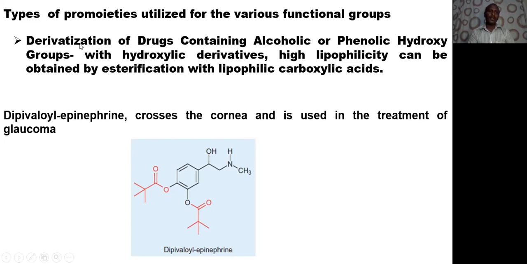Here the first one is the alcohol functional group. In a drug molecule, if you have an alcohol functional group or a phenolic functional group, you can convert them into a pro-moiety.